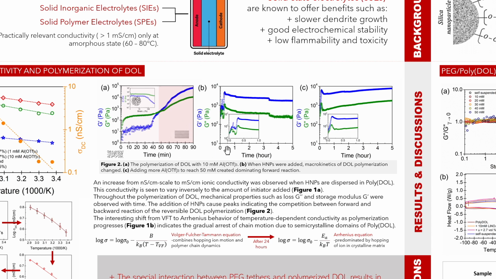After adding hairy nanoparticles, the resulting steady-state moduli seen in Figure 2b are lower, and a stable structure is actually reached faster. We can also see within the first few minutes peaks in the moduli, indicating the competition between forward and backward reaction of the reversible aluminum triflate-initiated DOL polymerization. We can control this by adjusting the amount of initiator. For instance, if we want a faster forward-dominated reaction and get one peak like in Figure 2c, we add 50 millimolar versus 10 millimolar of initiator.